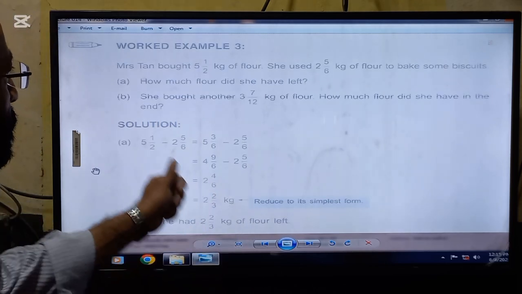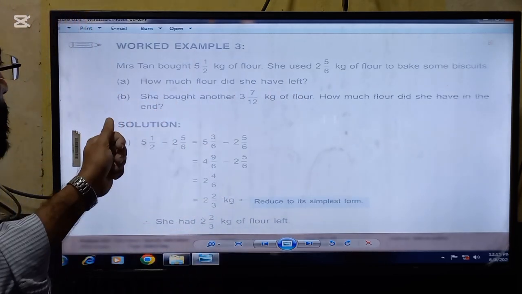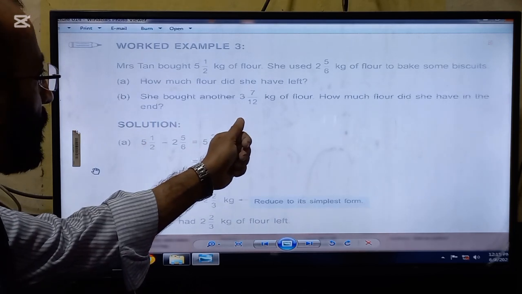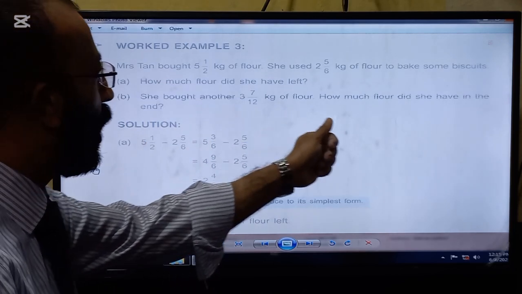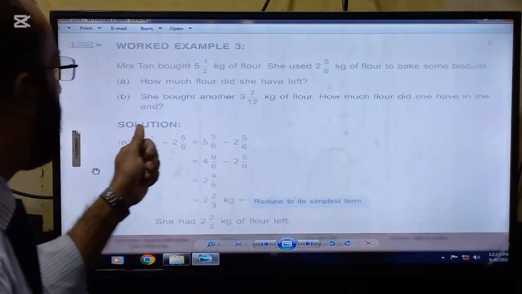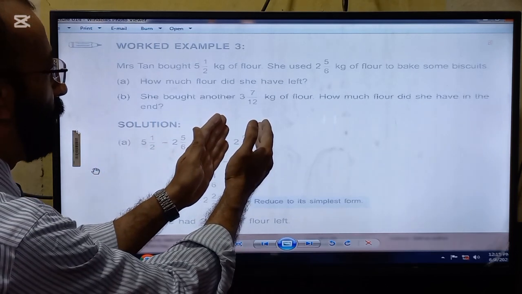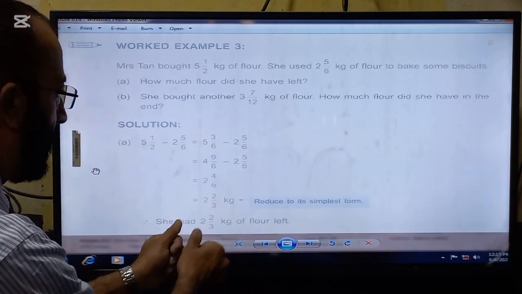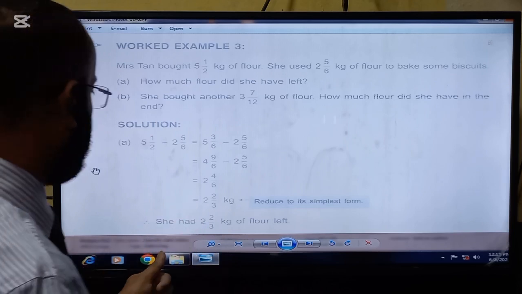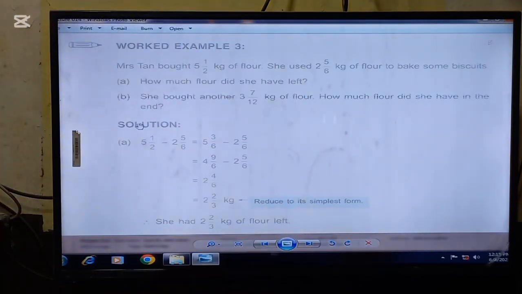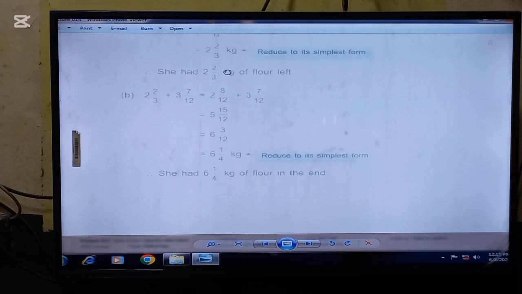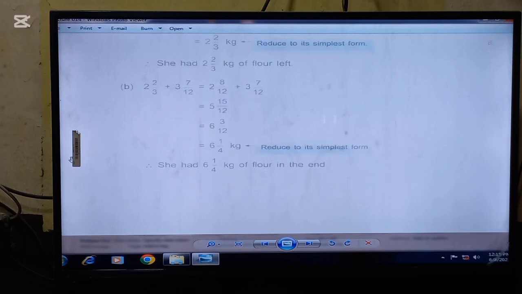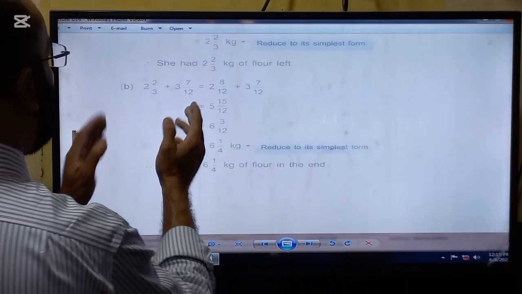So this is the flour which is left now. B part: she bought another 3 whole number 7 by 12 kg of flour. How much flour did she have in the end? So this is another flour which is bought. So this number will be added to the left part. So 2 whole number 2 by 3 plus 3 whole number 7 by 12 will be added to it.